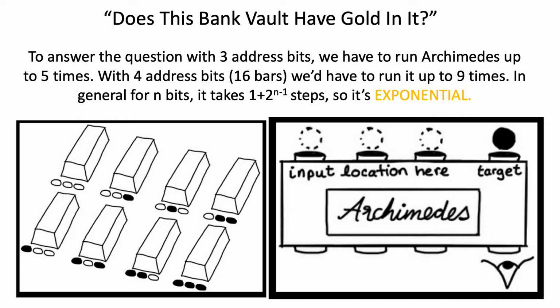You might be interested to notice that if we had 16 bars, we would use a 4-bit address, or 32 bars, a 5-bit address. And if we had 16 bars, we'd have to run this 9 times. 32 bars, we'd have to run it 17 times. About twice as many times as we increase the number of inputs of the Archimedes machine. So this is an example of an exponentially scaling algorithm.